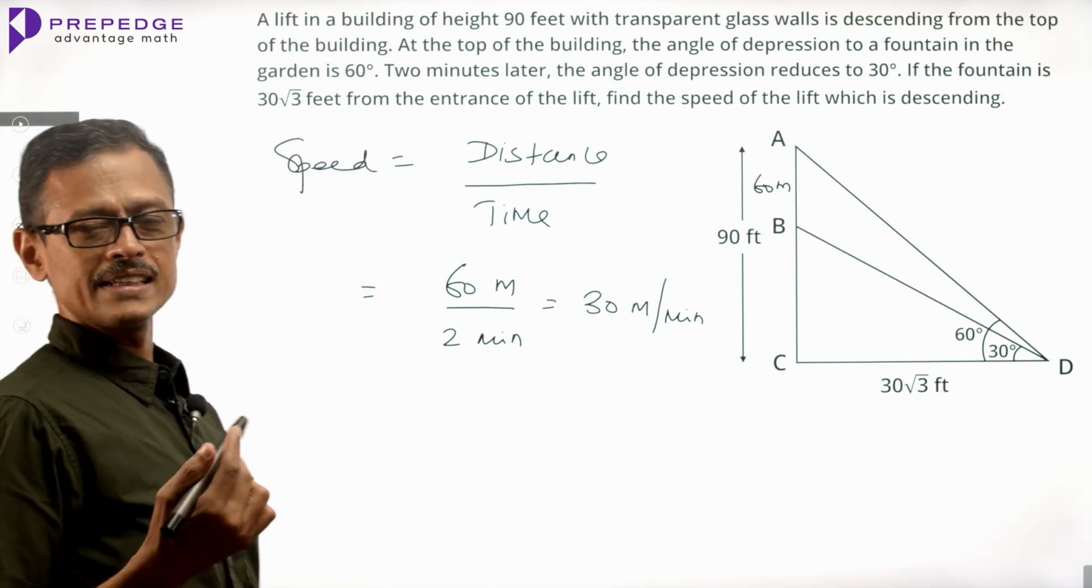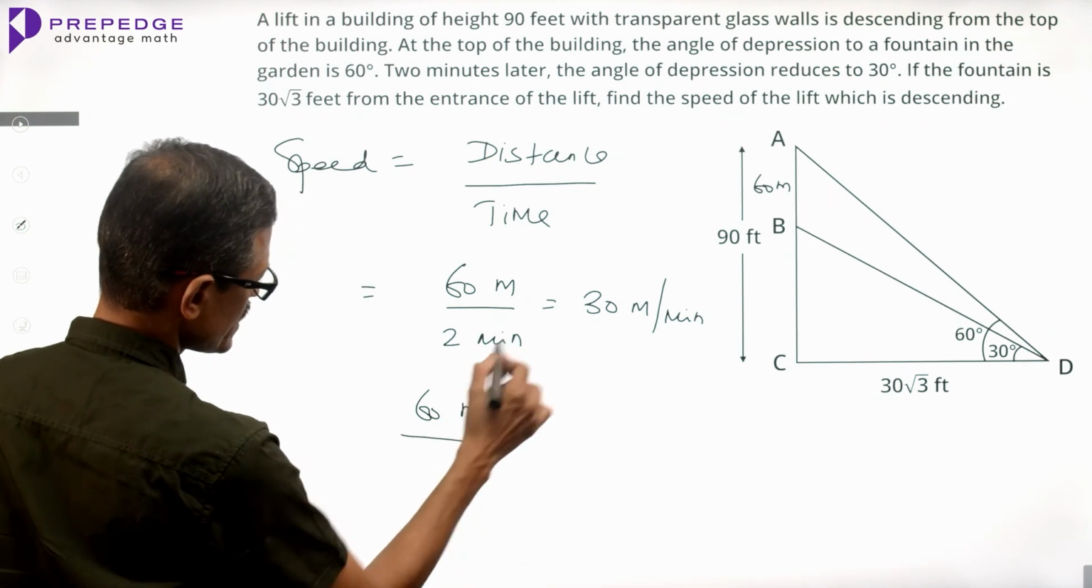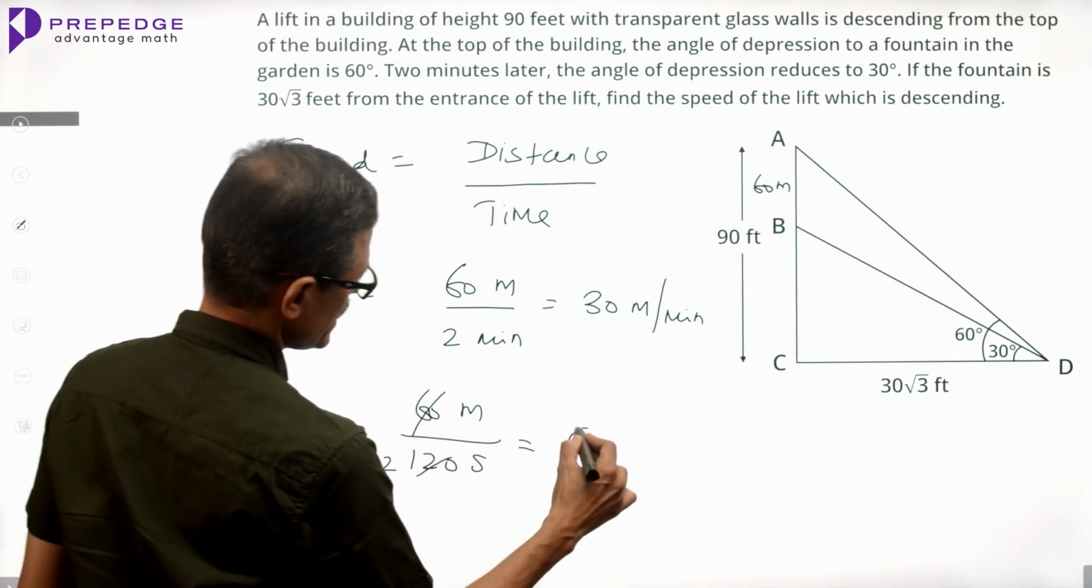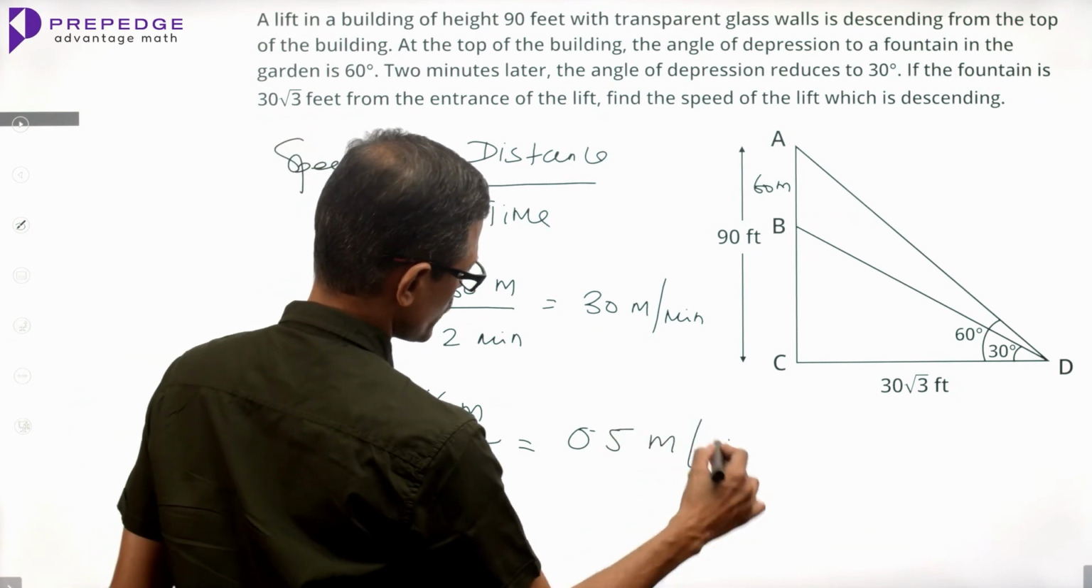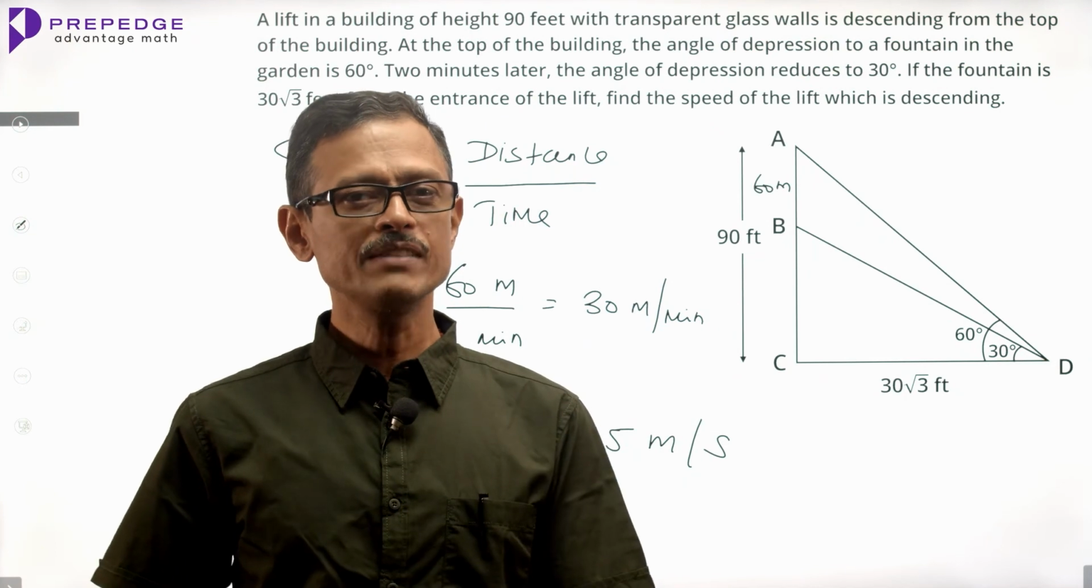Or if you want it in seconds, it has traveled 60 meters. 2 minutes we can write as 120 seconds. We will cancel out, which is equal to 0.5 meters per second. So, the speed of the lift is either 30 meters per minute or 0.5 meters per second.